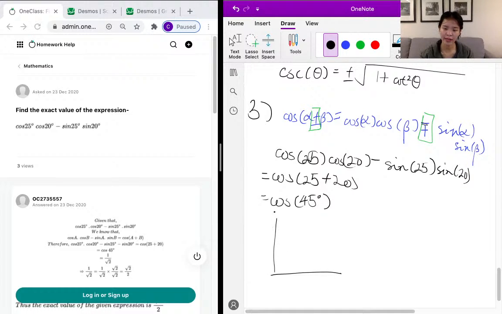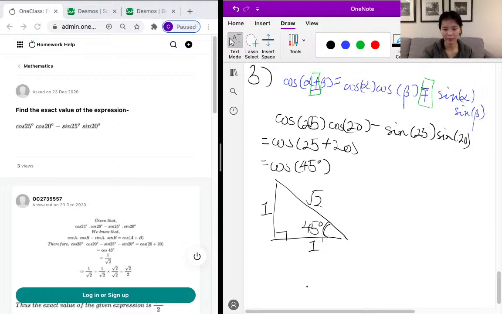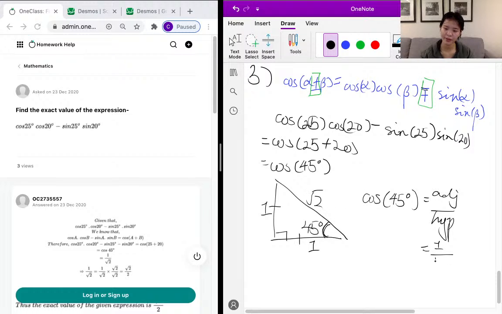Now, since we have cos of 45 degrees, we also know that 45 degrees is an angle of one of our special triangles, so we can solve our question quite directly. For this special triangle that has an angle of 45 degrees, the hypotenuse is root 2, and the two sides are both 1, so it's an isosceles triangle. We're trying to find the cos of our angle, and cosine is adjacent over hypotenuse. The adjacent side is 1, and the hypotenuse is root 2.